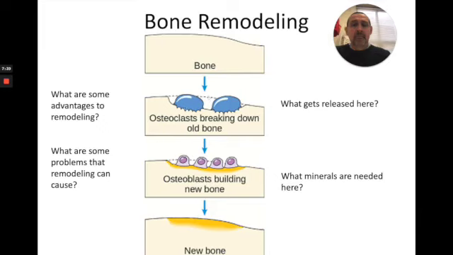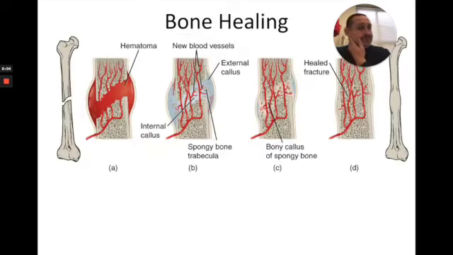Here's what that looks like. Here's your osteoclast breaking it down, releasing calcium and phosphorus. Here are your osteoblasts rebuilding, getting some calcium and phosphorus. The advantage is you get a new skeleton every once in a while. So it helps your bones heal and stay strong. The disadvantage is as you get older, the osteoclasts start to outpace the builders, and your bone becomes more porous, and we call that osteoporosis.